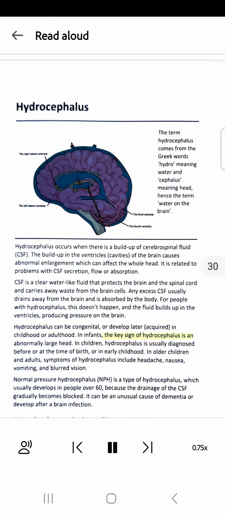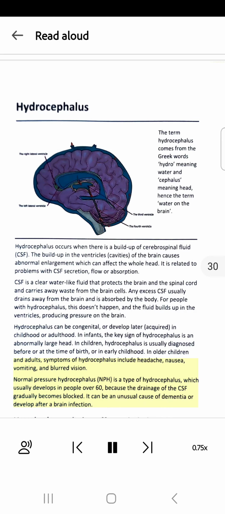In infants, the key sign of hydrocephalus is an abnormally large head. In children, hydrocephalus is usually diagnosed before or at the time of birth, or in early childhood. In older children and adults, symptoms of hydrocephalus include headache, nausea, vomiting, and blurred vision.